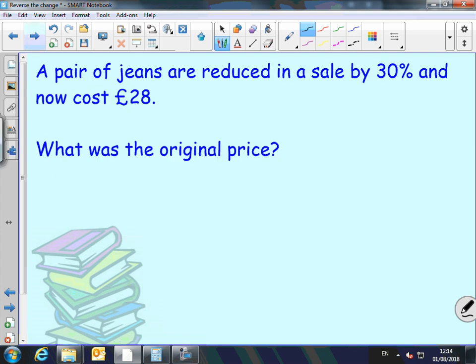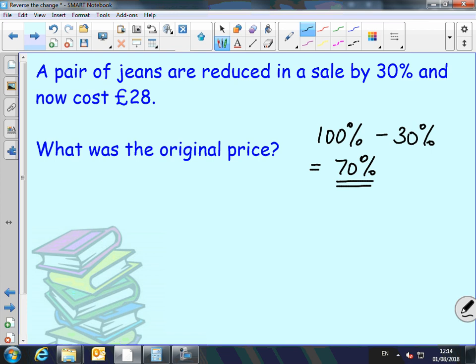Let's have a look at another question. A pair of jeans are reduced in a sale by 30% and now cost £28. So the original value was worth 100%. It's reduced by 30%, which means we're going to subtract 30%. So it's now worth 70% of its original value.